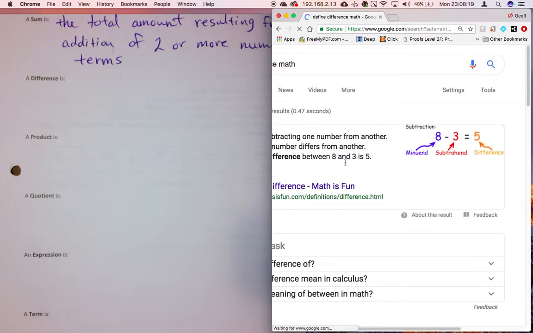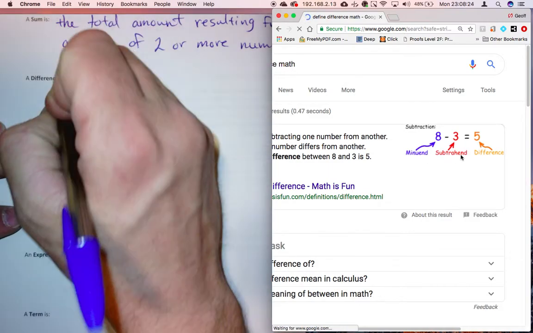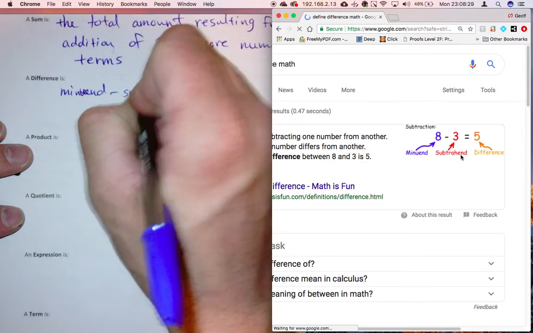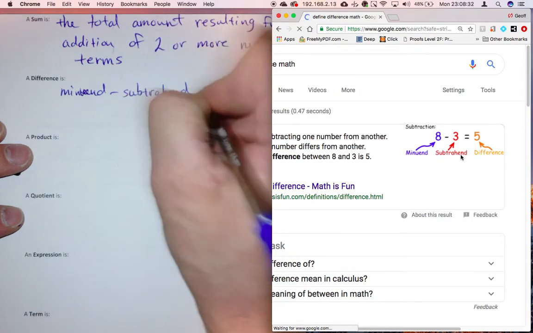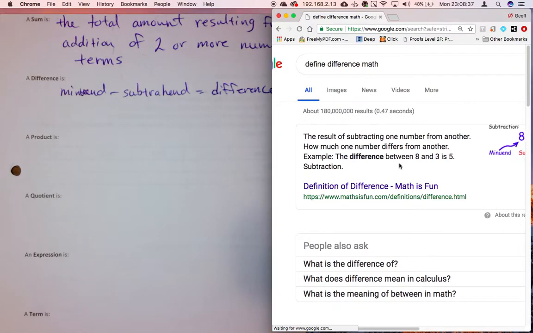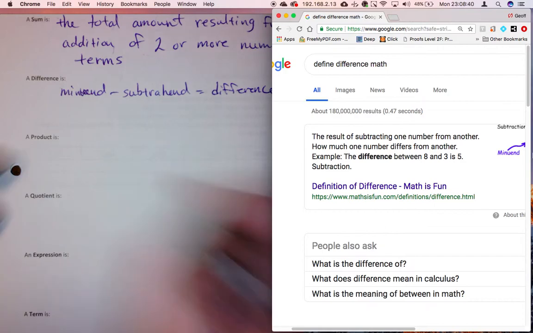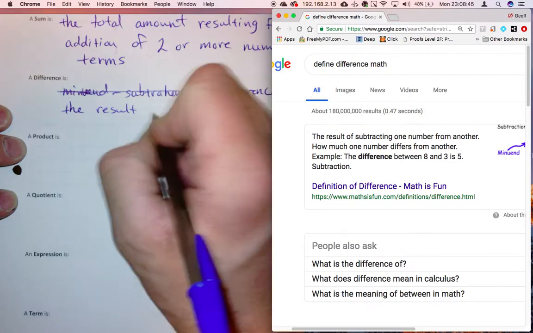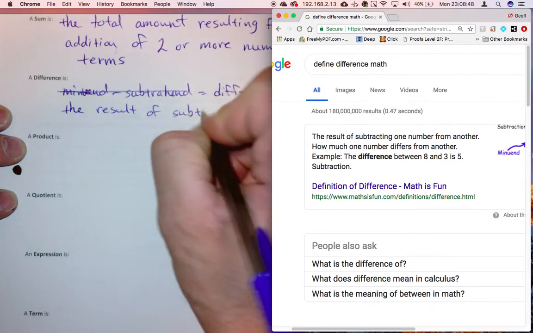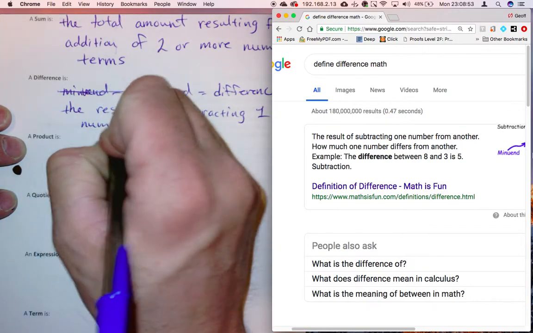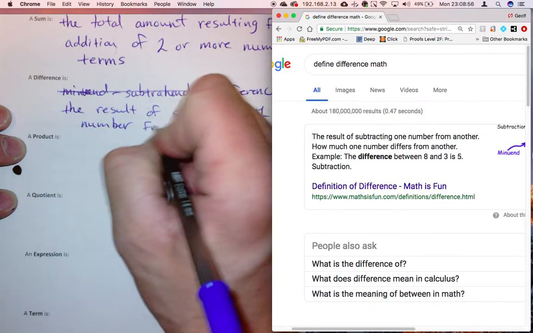Wow. Minuend. Subtrahend. Dang, those are good words. I'm going to write that down. The minuend. Do you know they had names? Subtrahend equals difference. That's so much like, who cares about that? I'm going to write this down. The result of subtracting one number from another.